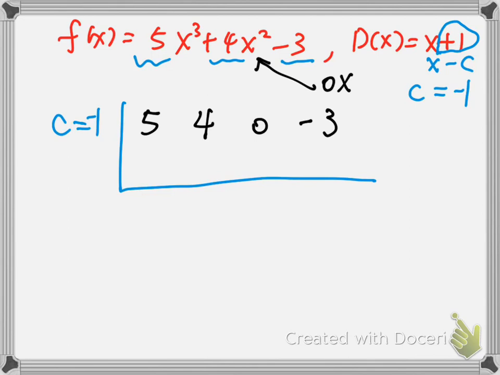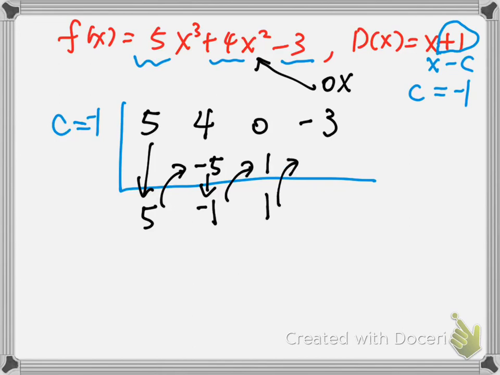Now we move down 5. 5 times -1 is -5. You add 4 and -5, you get -1. Then -1 times -1 is 1. 0 plus 1 is 1. 1 times -1 is -1. And -4 is the remainder. Now we know a property: this remainder is also f of c, so this is f of -1.